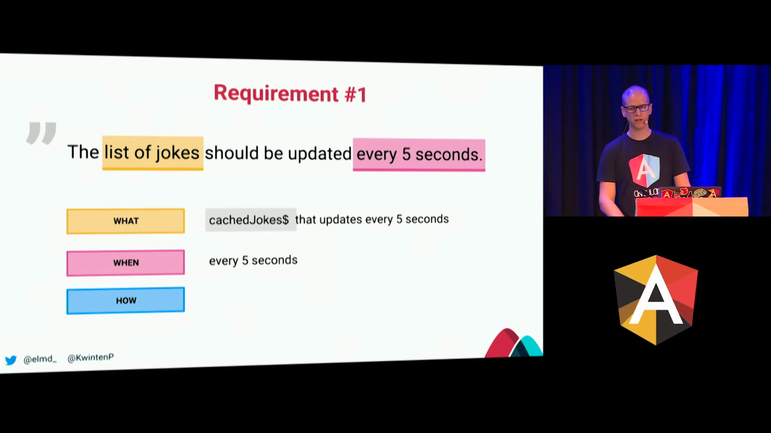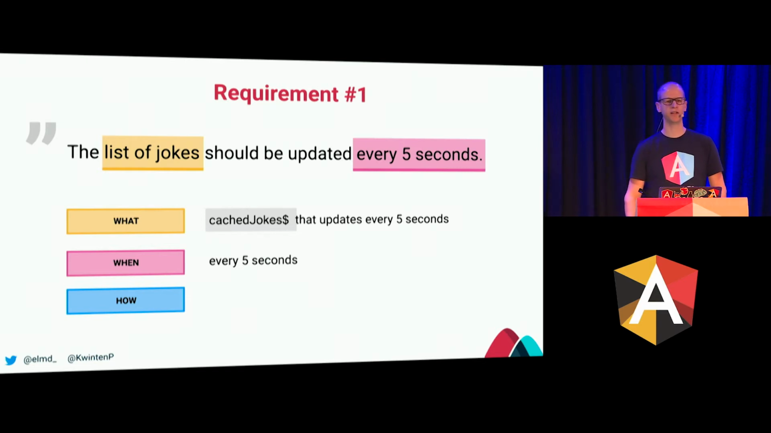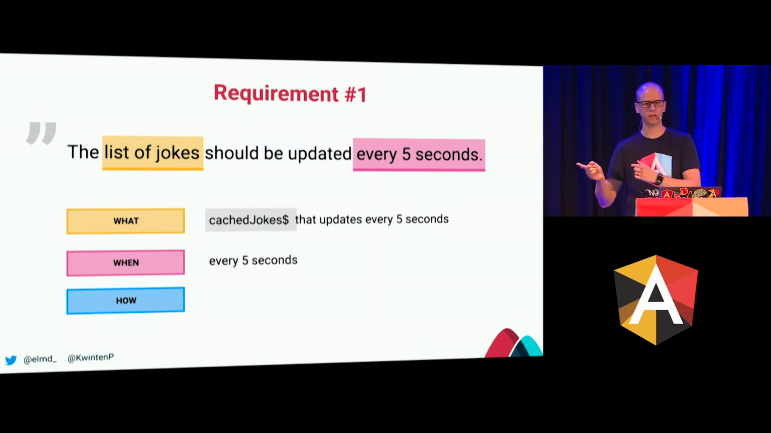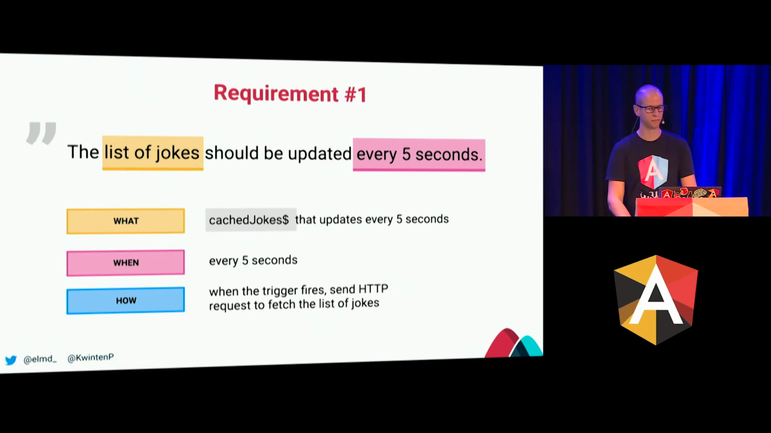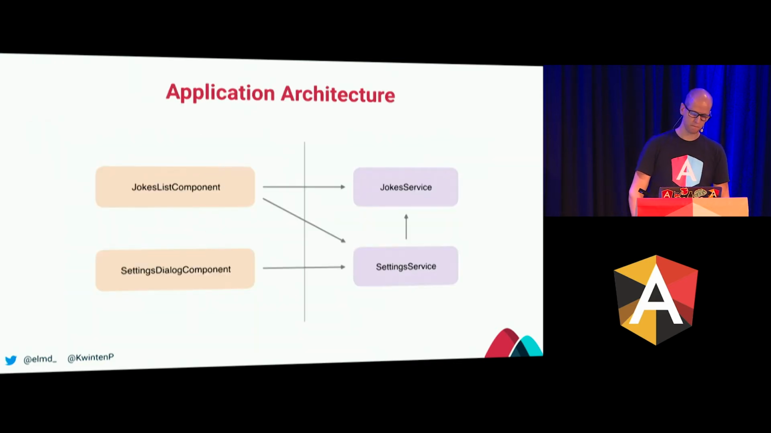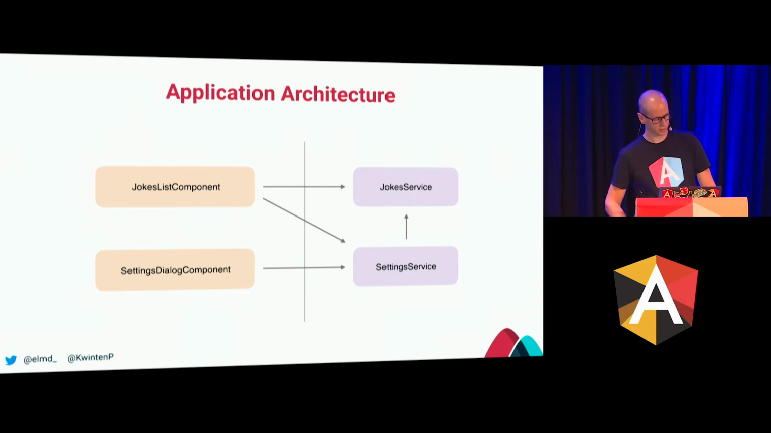And how am I going to get there? Well, if I think about Angular, every time I want to get jokes from the backend, I basically perform a backend call and get my data. So I guess I want to perform a call every 5 seconds and then show it on the screen. That's not that difficult, right? Okay. We're going to apply this into an application, and our application has a really simple architecture. We have a jokes list component and a settings dialog component and a joke service where we're going to cache all of our jokes, and a settings service.